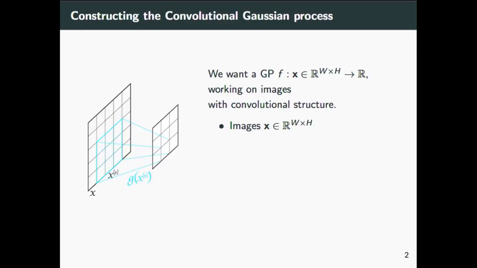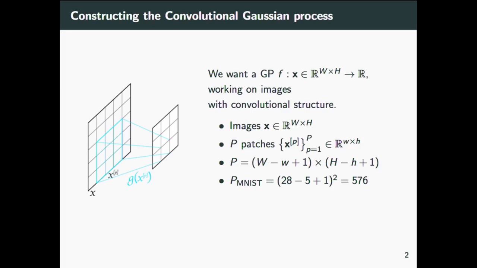With that out of the way, I wanted to jump straight into constructing the convolutional Gaussian process. The task we're trying to solve is to create a Gaussian process on f, which is a function from images to real-valued responses, and we want it to have convolutional structure. Our images are of size capital W by capital H, and we can divide the image input into capital P patches of small w by small h. These patches can overlap just like in neural networks. To illustrate, MNIST would have 576 different patches.